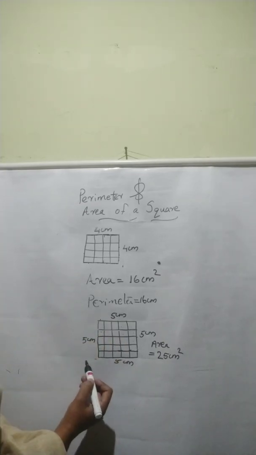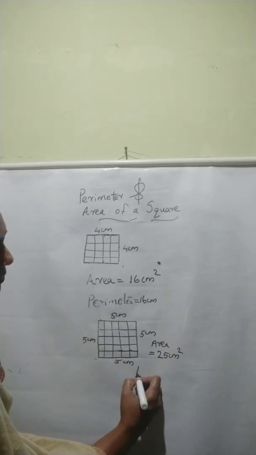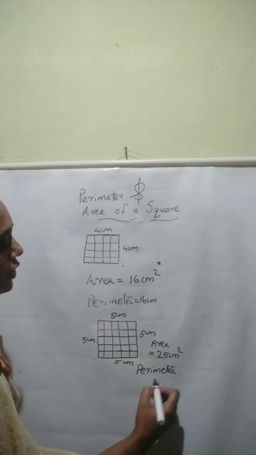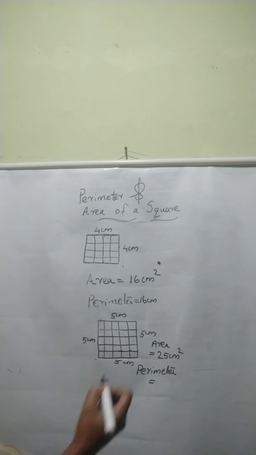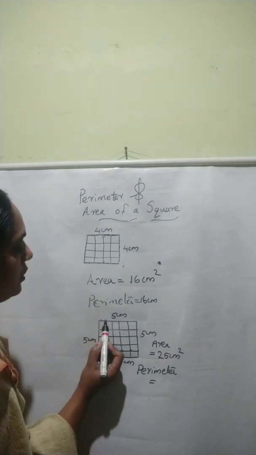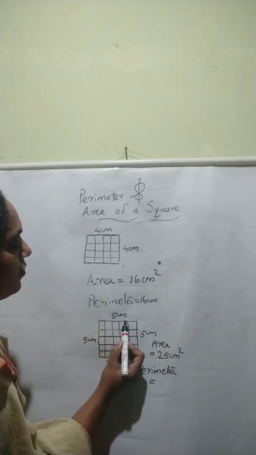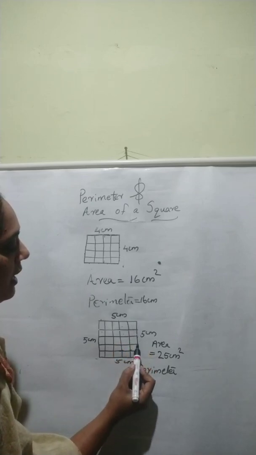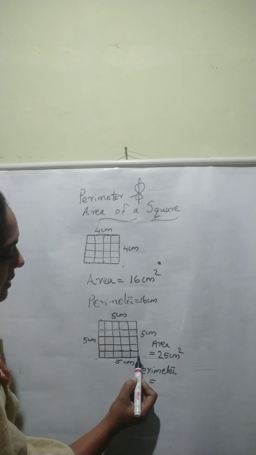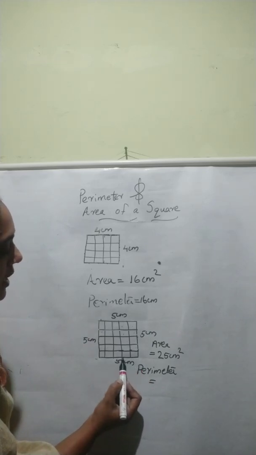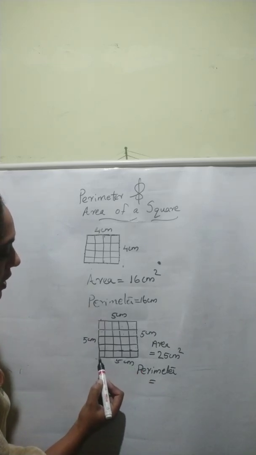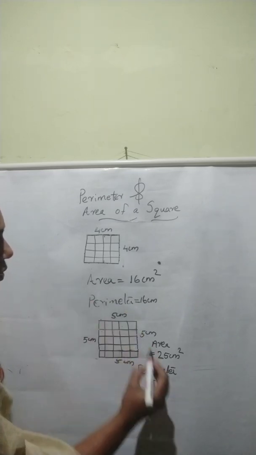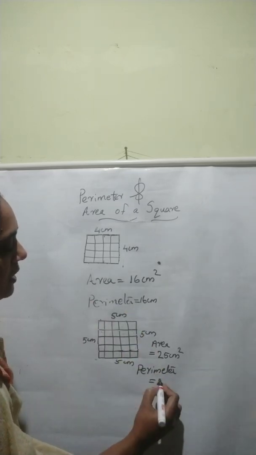Then what about perimeter? The total length of the boundary is known as perimeter. So 1, 2, 3, 4, 5, 6, 7, 8, 9, 10. Then 11, 12, 13, 14, 15, 16, 17, 18, 19, 20. Okay, 20 centimeter is the perimeter.